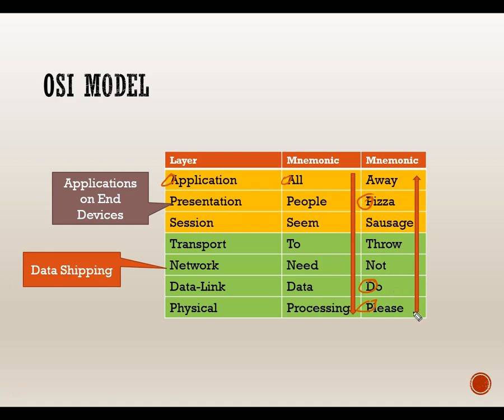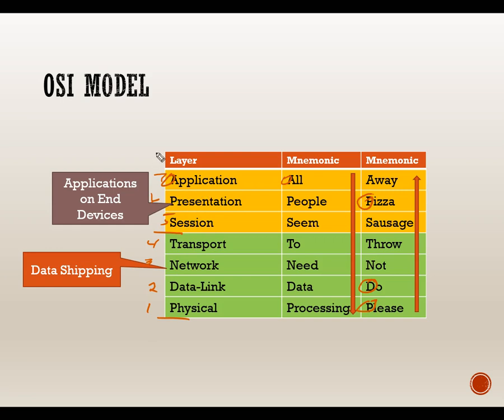But from the bottom up, and the layer numbers are from the bottom up, layer 1, 2, 3, 4, 5, 6, and 7, up to the application layer. The data shipping, the transport layer on down, is what we're going to be concerned with predominantly in the Cisco world, or in the routing world.